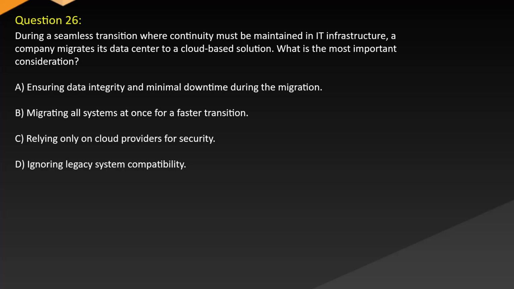Question 26. During a seamless transition where continuity must be maintained in infrastructure, a company migrates its data center to a cloud-based solution. What is the most important consideration? A. Ensuring data integrity and minimal downtime during the migration. B. Migrating all systems at once for a faster transition. C. Relying only on cloud providers for security. D. Ignoring legacy system compatibility.